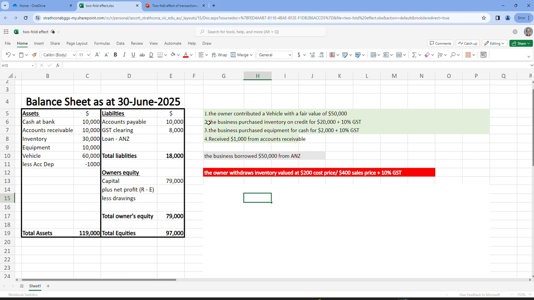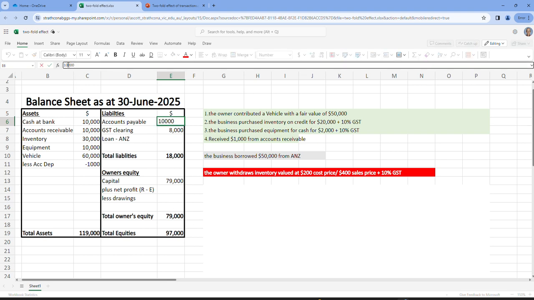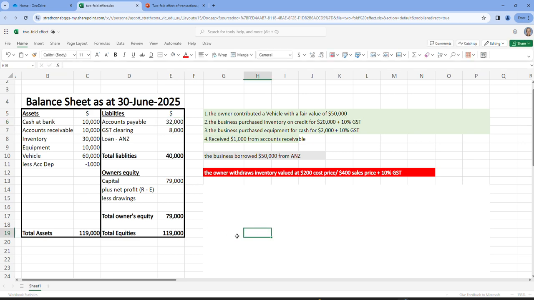Now, in terms of the total of that, 20,000 plus 10% GST, that's 22,000. So therefore, in terms of our accounts payable, we need to basically report this by topping that up by 22K. So that's now 32. And again, assets still equals L plus OE.